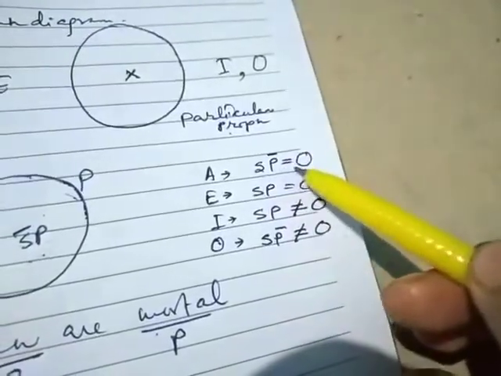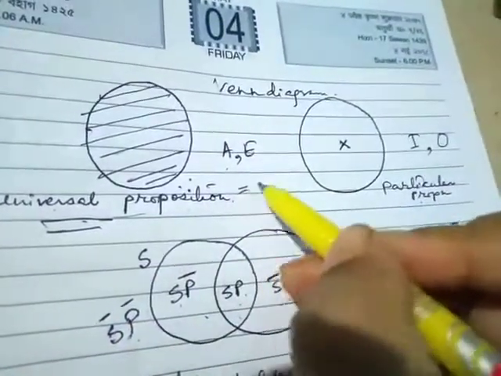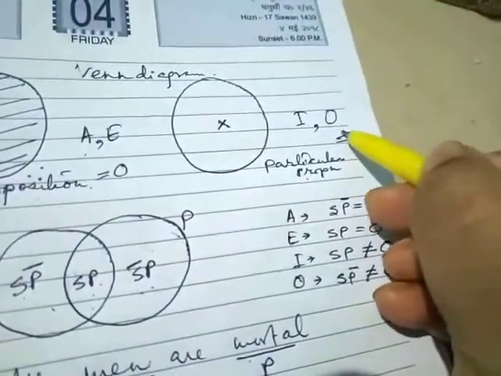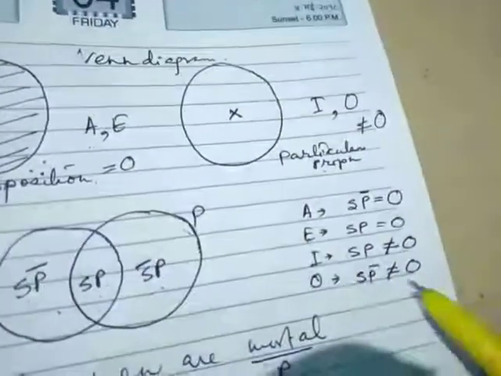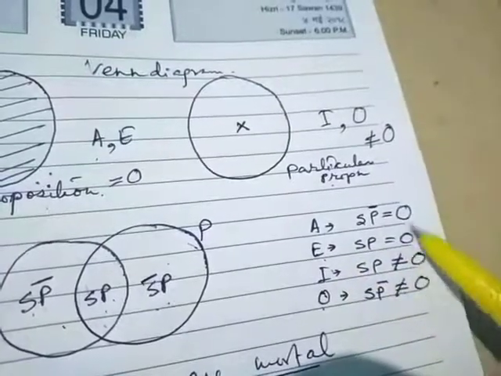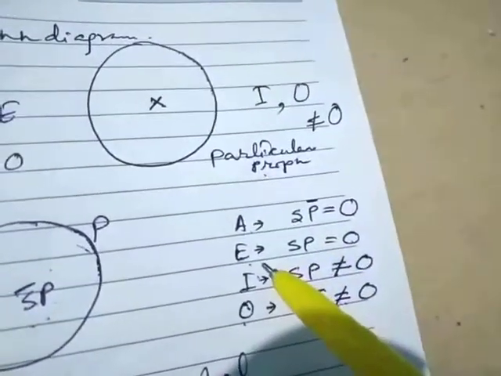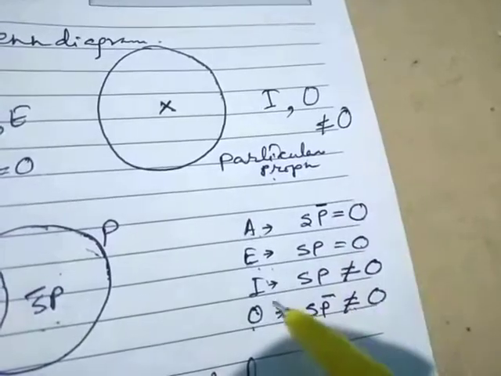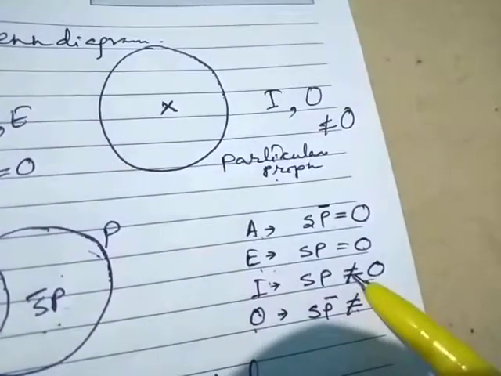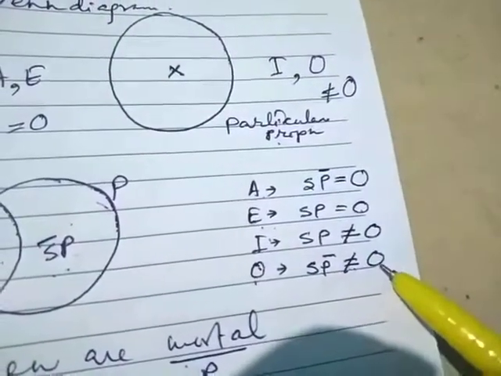Now you can see, if SP bar is equal to 0, equal to 0 means universal proposition, and not equal to 0 means particular proposition. So I and O are not equal to 0, and A and E are equal to 0. In the Boolean scale of opposition, we have already read that A means SP bar equal to 0, E means SP equal to 0, I means SP not equal to 0, and O means SP bar not equal to 0.